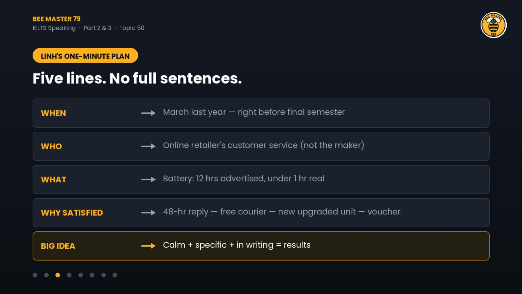Here's what Lynn actually wrote in her minute. 5 short lines. Notice there isn't a single full sentence on this page. When: March last year, before final semester. Who: the online retailer's customer service, not the maker. What: battery, 12 hours advertised, under 1 hour real. Why satisfied: 48-hour reply, free courier, new upgraded unit, voucher. And at the bottom, the big idea she wants to end on: calm, specific, in writing, gets results. That grid is enough to talk for 2 minutes.